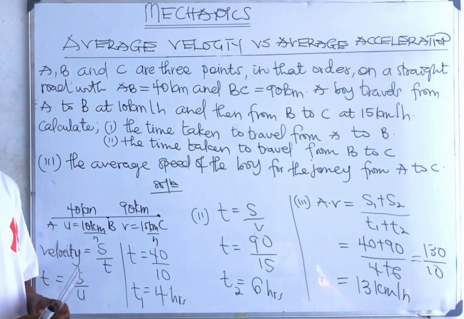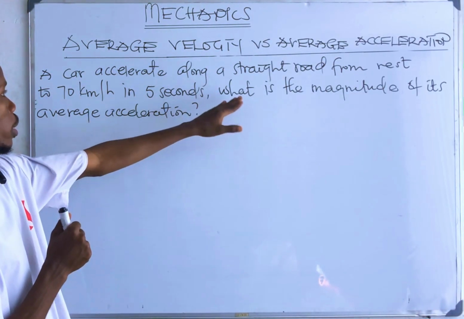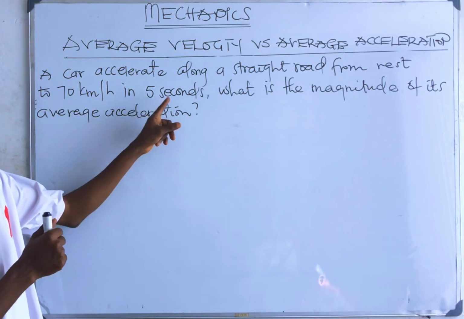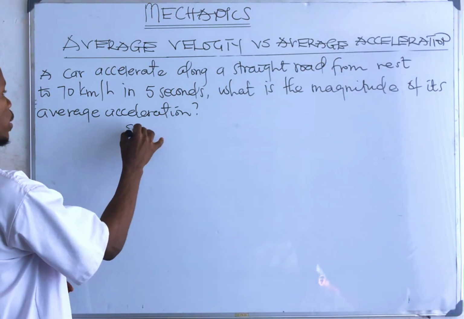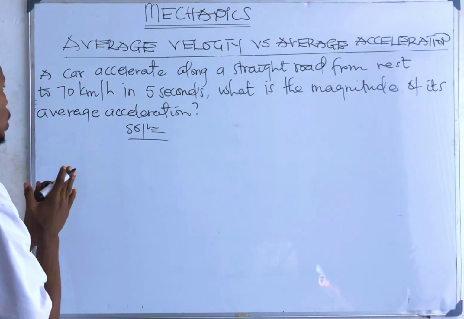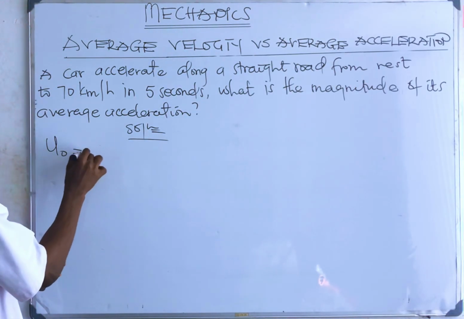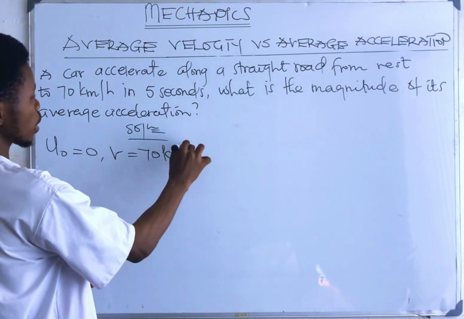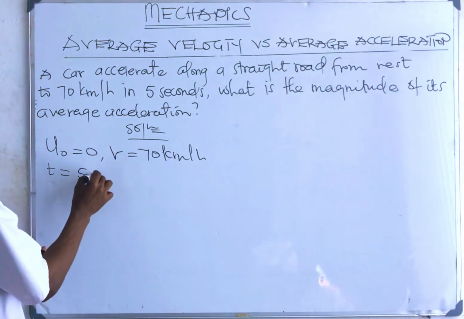Now let's look at another example. Second example: a car accelerates along a straight line road from rest to 70 kilometers per hour in 5 seconds. What is the magnitude of its average acceleration? Let's write down the parameters. Since the car is moving from rest, the initial velocity is 0. The final velocity will be 70 kilometers per hour. Time taken is 5 seconds.